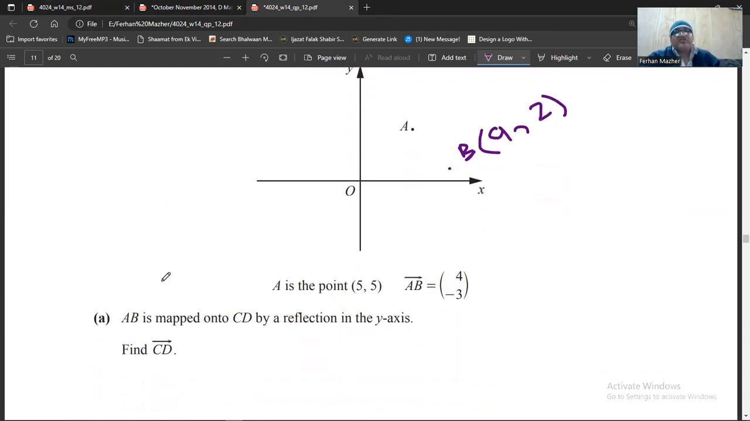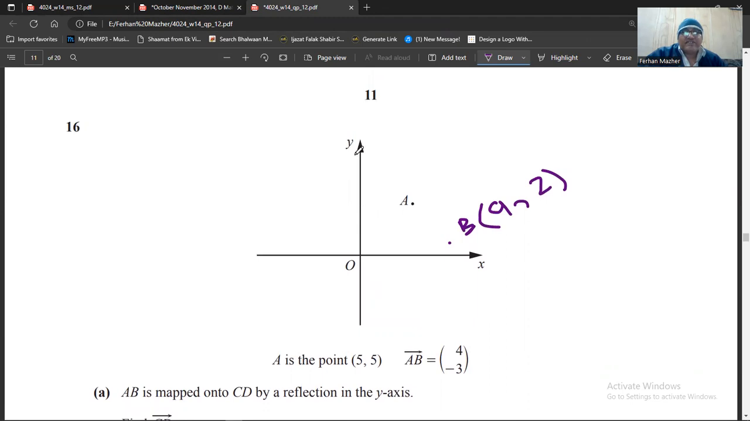Okay. AB is mapped onto CD by a reflection in the y-axis. Fine. So this is the y-axis, and in the reflection you check horizontally how far you are. It is 5. So this is 5 steps forward, so you will go 5 steps backward. It will be here somewhere. That will be C, and that will be -5, 5. The y value will remain the same.